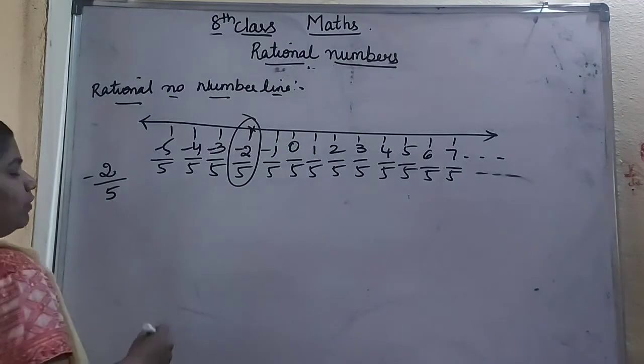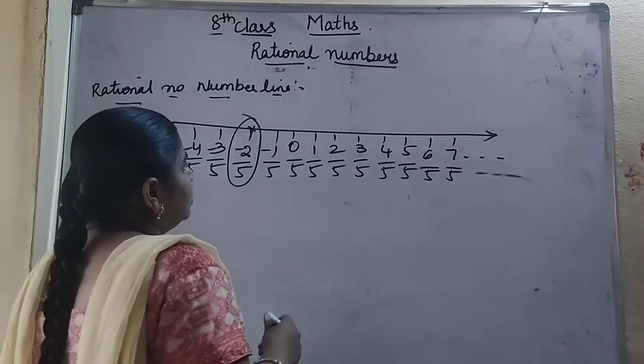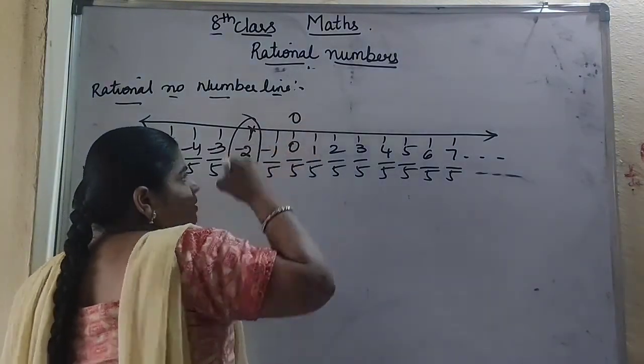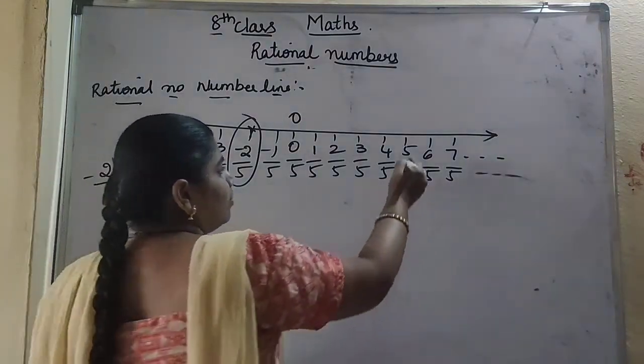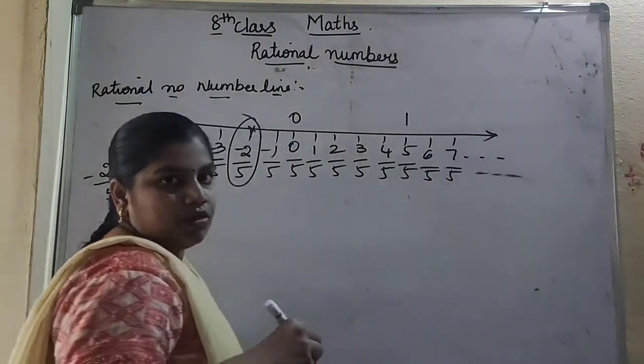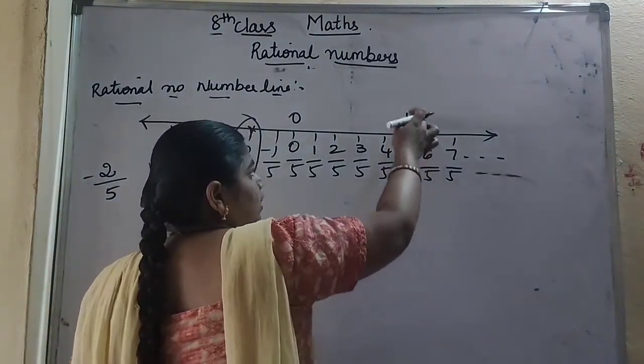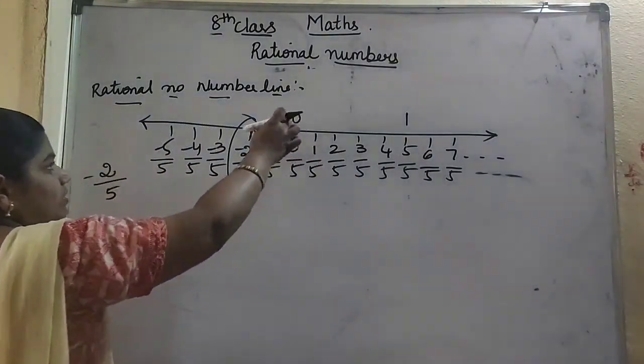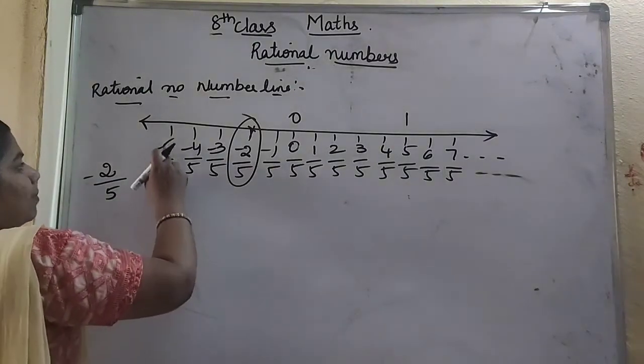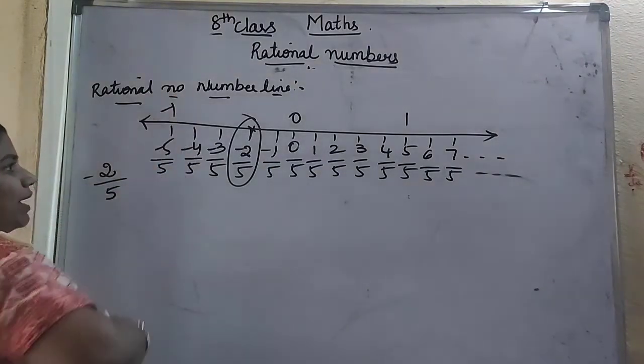So one more number we will take. If you see in this, 0 by 5 is nothing but 0, and 5 by 5 is nothing but 1. So 5 by 5 is equal to 1. 0 by 5 is equal to 0. In the same way, minus 5 by 5 will be equal to minus 1.